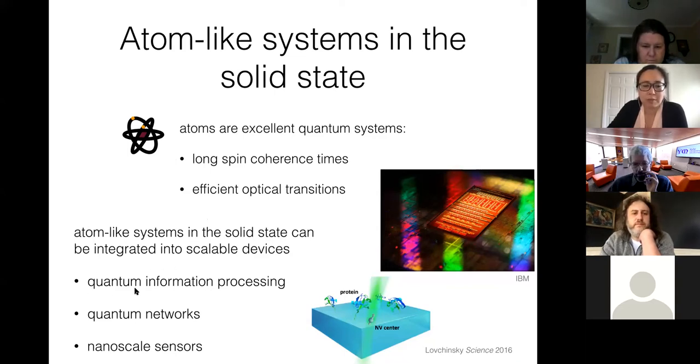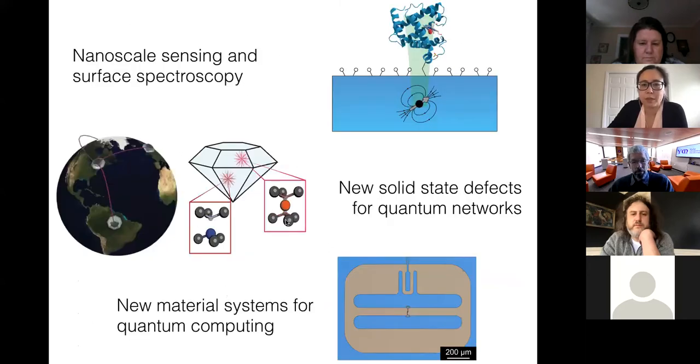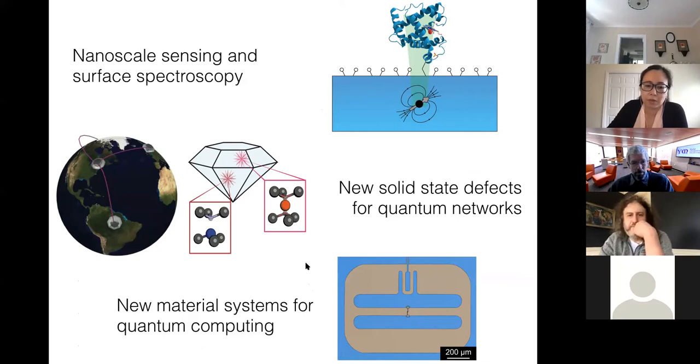This has a lot of different applications in quantum information processing, but also because you can couple well to photons, you can use these for quantum networks and also for nanoscale sensors, because you now have a true solid state object where you can have these point sensors. My group is working on technologies along all of these tasks. We're using color centers for nanoscale sensing and surface spectroscopy. I talked last time about our efforts to look for new solid state defects for long distance quantum networks. And then recently we've started a collaboration in a completely different material system with Andrew Houck and Bob Cava to look for new material systems for quantum computing using superconducting qubits.